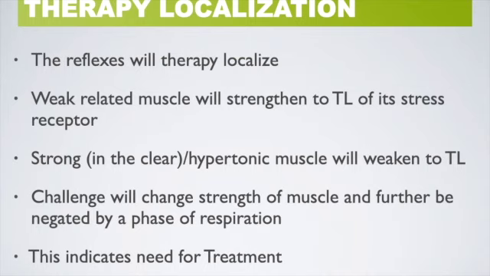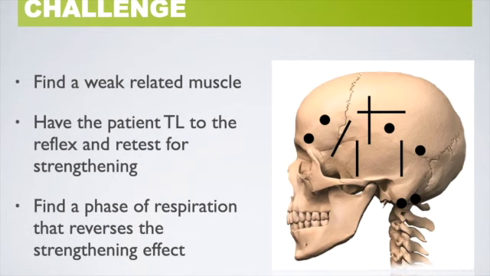So, for example, let's go back to the weak coraco. You have the weak coracobrachialis. The patient touches the stress receptor, and you know it needs to be treated. The next thing we do is find the phase of respiration that negates this weakness. So the muscle turns on with TL, the patient breathes in, breathes out. Perhaps they breathe out and the muscle goes weak again. Well, that's the phase of respiration that we need to use in the treatment.